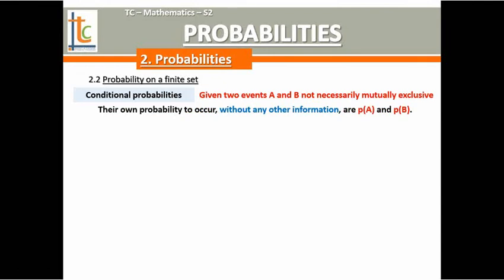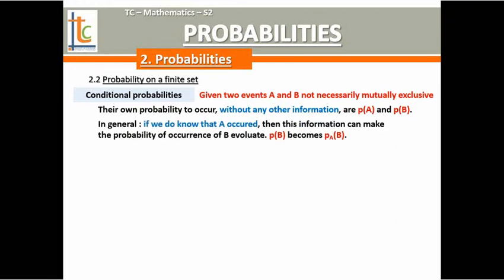Their own probabilities to occur without any other information are P of A and P of B. So each event has its own probability. Now, additional information is given. In general, if we know that A occurred, then this information can make the probability of occurrence of B change. P of B becomes P of B given A. So you have to write a subscript A. That means given A occurred.